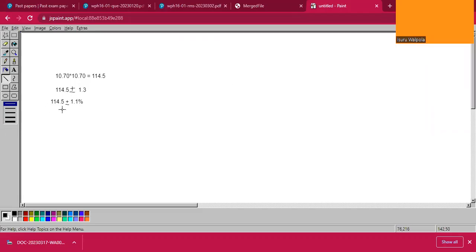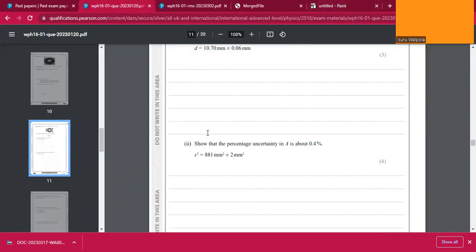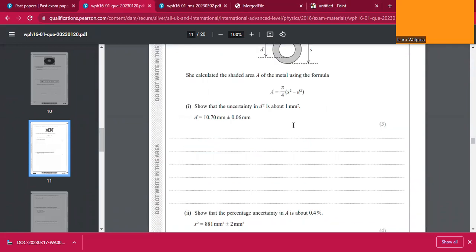And notice, you can also express the D squared value and its uncertainty as a percentage, and the number of significant figures of the percentage still matches the number of significant figures of the uncertainty. Now, the next part of this question asks us to find the percentage uncertainty in the area. The area formula is given here.